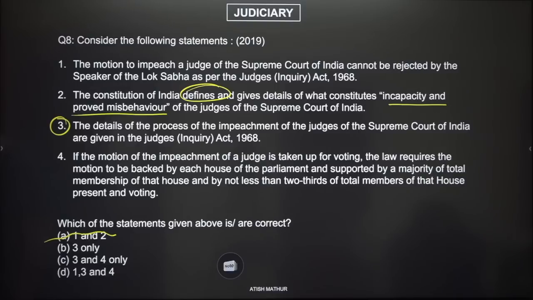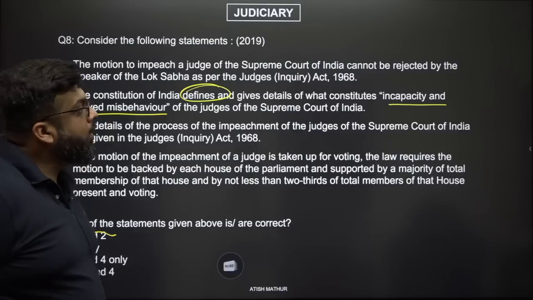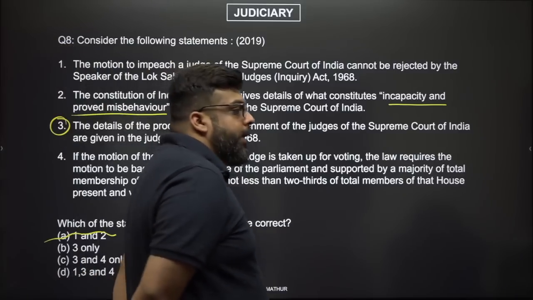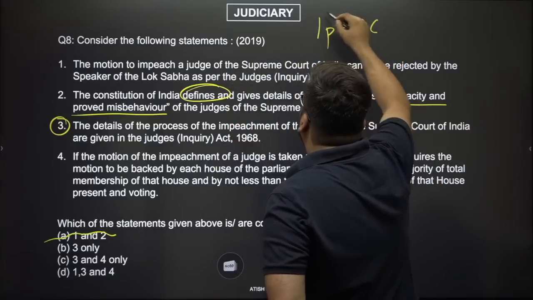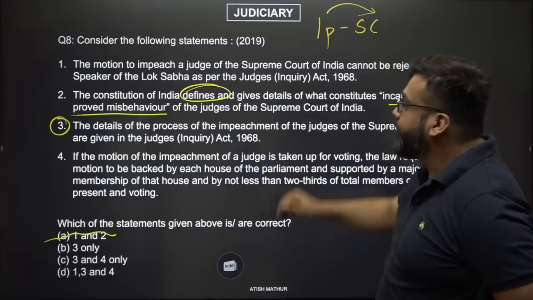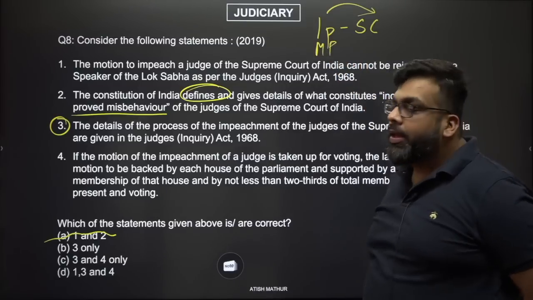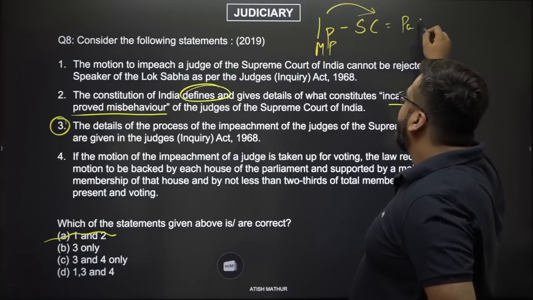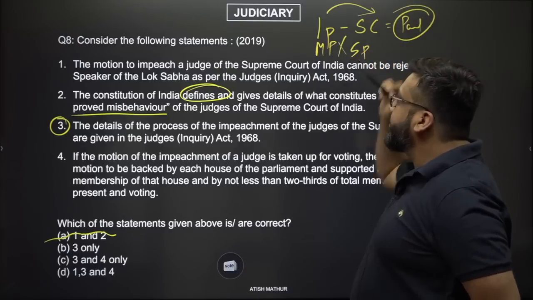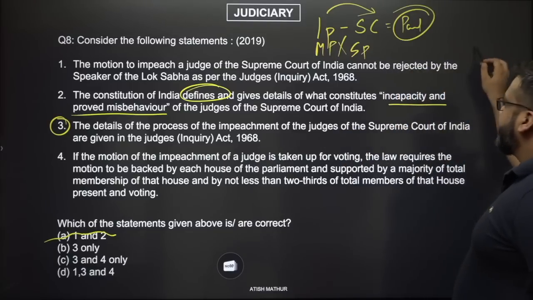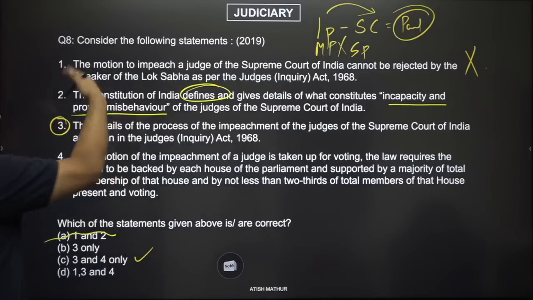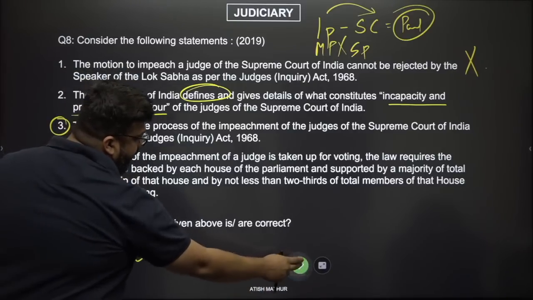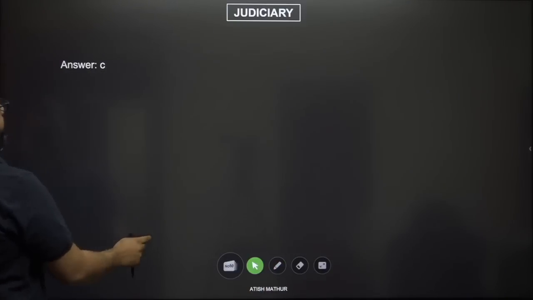Now look at the first option. The motion to impeach a judge of the Supreme Court cannot be rejected. Now think about it. If one person has a grudge against a Supreme Court judge and says that the judge has to be removed, and this one person happens to be an MP, don't you think you're wasting precious time of the Parliament? So in that case, the Speaker can reject this motion. Of course you can reject the motion. So this is incorrect. The option will be C, 3 and 4. Just apply it to a practical circumstance and you will know your answer. Okay, the answer is C.